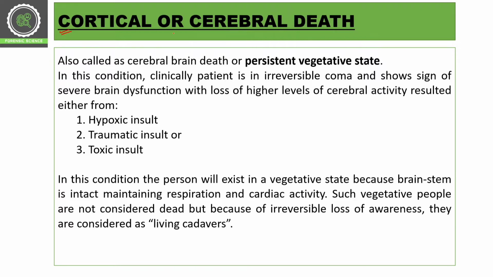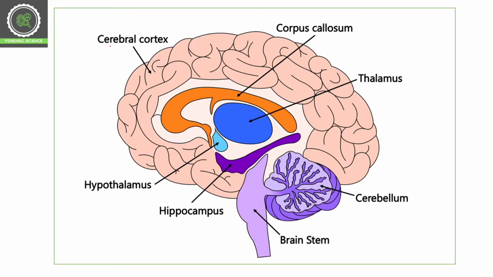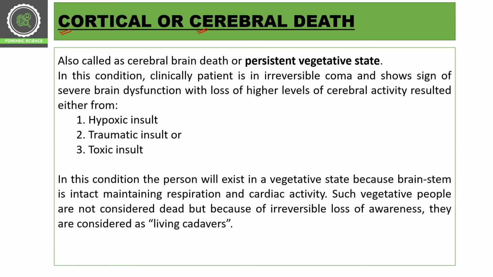The first one is cortical or cerebral. We all know that the cerebral cortex is situated in the front part. This is the cerebral cortex. If this cortical area of the brain is not working properly, we can say that this type of death is cerebral or cortical brain death. It is also known as persistent vegetative state. In this condition, the patient is in irreversible coma, and that person shows signs of severe brain dysfunction.